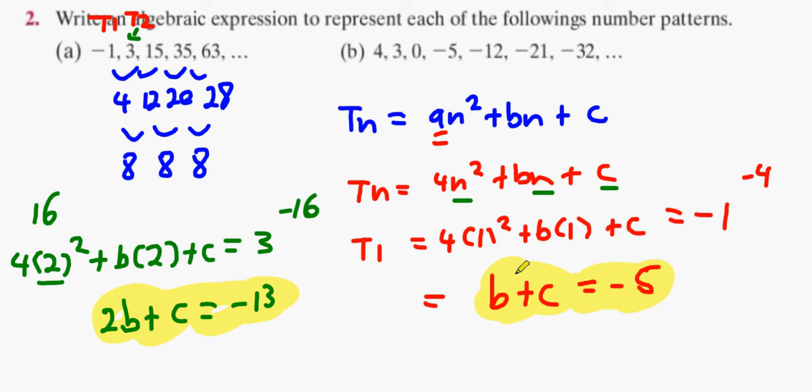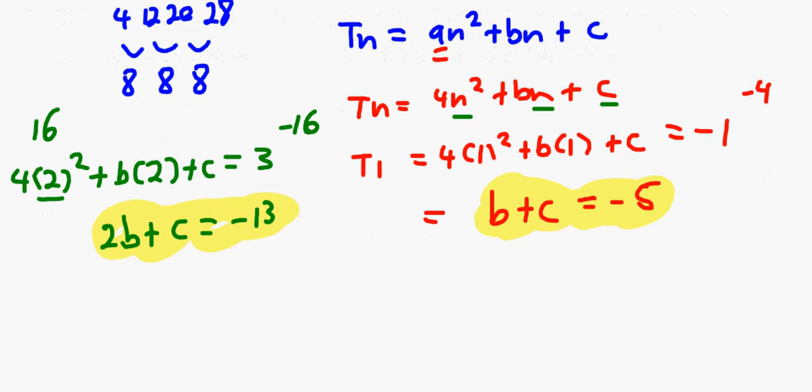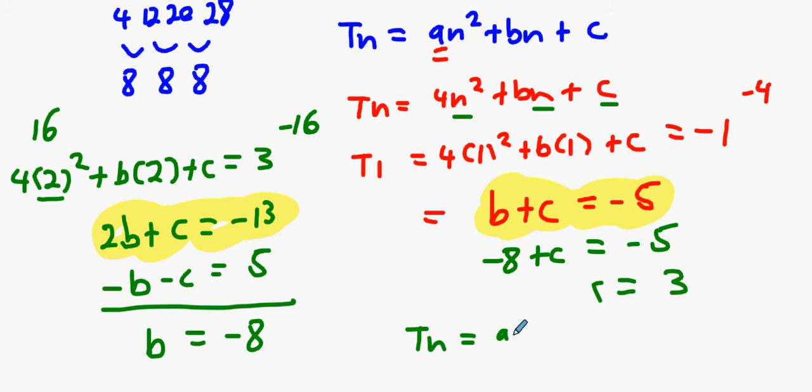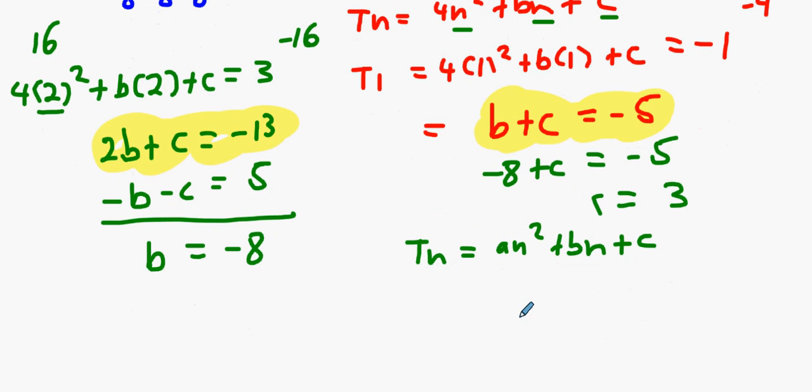So here's what I'm thinking. We get the red equation and take it away. So what do we get then? Plus 5, yeah? And then b equals minus 8. And if b equals minus 8, what's c? C will be 3. Okay. What's the equation then? Yeah. 4n squared minus 8n plus 3.